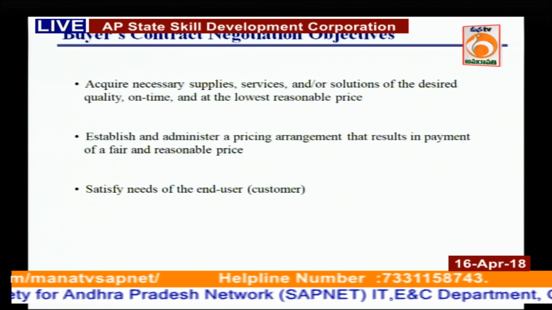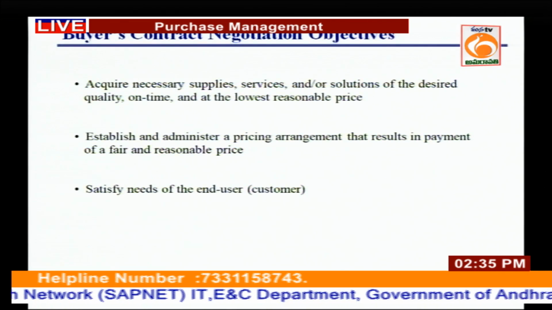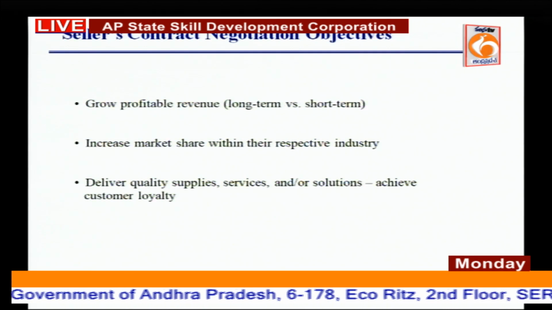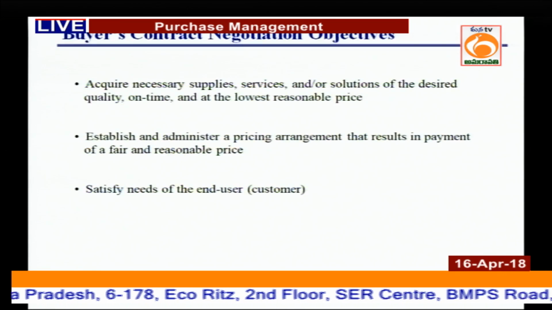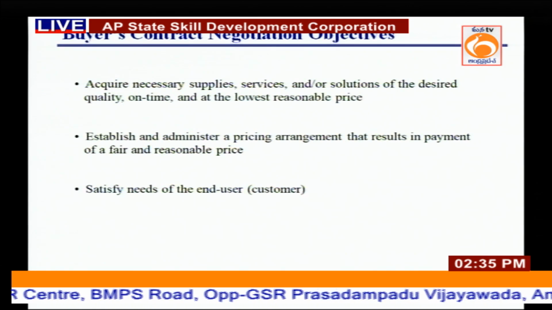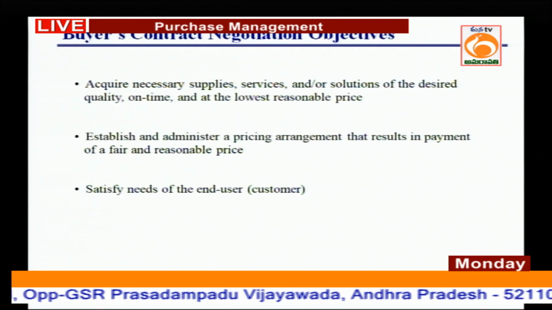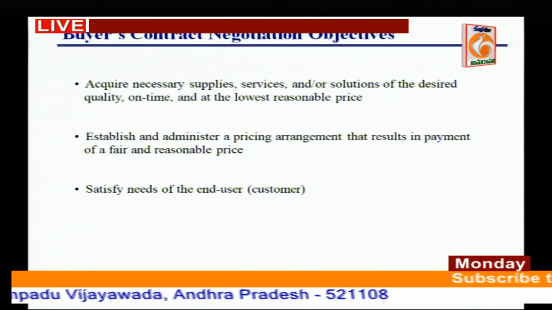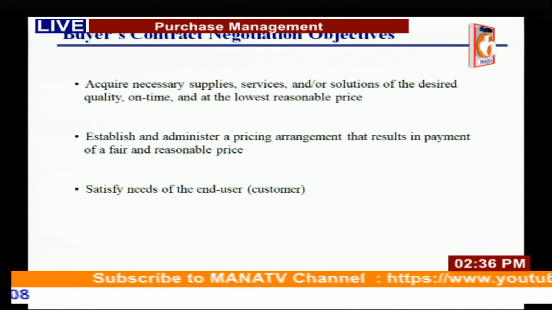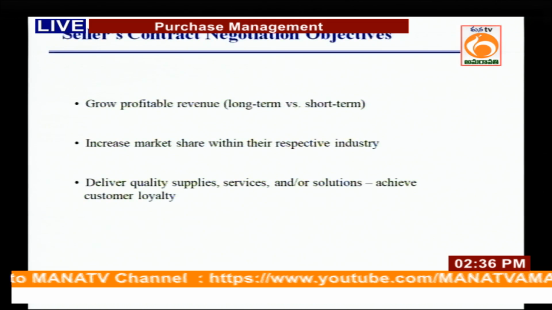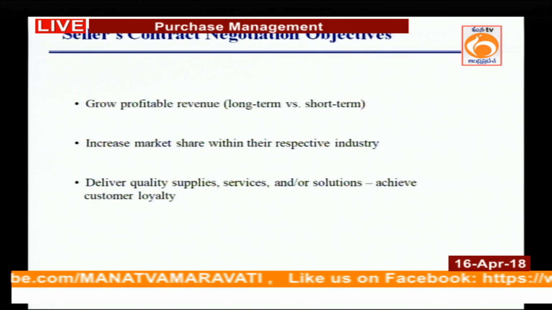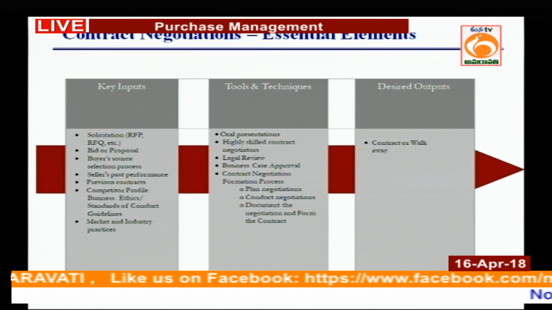So, these are the negotiation objectives of the buyer. These are the negotiation objectives of the seller. Let us see what the buyer wants: acquire necessary supplier services on time, with quality, establish administrative price arrangements, satisfy the needs of the end users. Why is he buying? He is buying for the end users. So, whatever he buys should ultimately satisfy the end user. And the seller wants to grow profitable revenue. He wants to sell at a higher profit margin, increase his own market share, and deliver quality supplies.